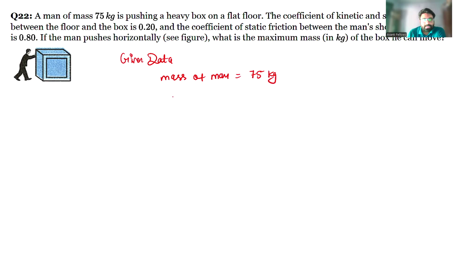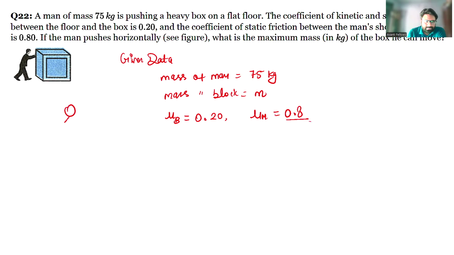Okay. And the mass of the block we want to know. Mass of block is, let's say, m. The coefficients of static and kinetic friction are also given. So let's say mu of block, mu b, is 0.20 and mu of man is 0.80.